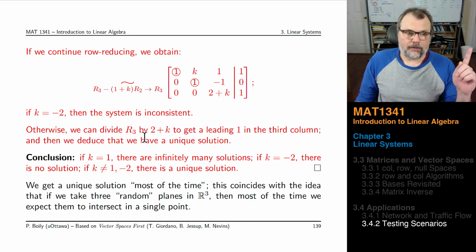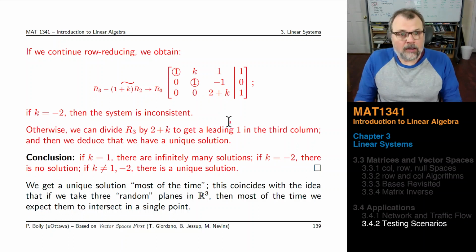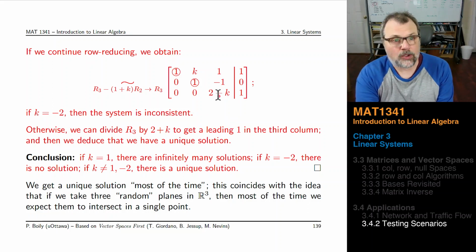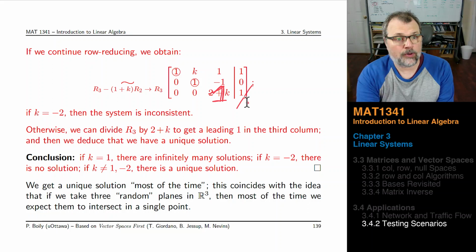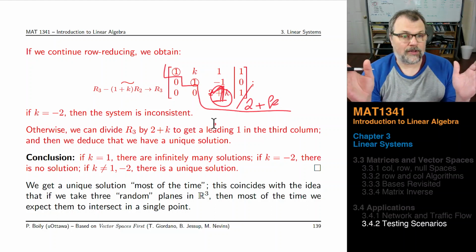If you're not in that case, if k is not equal to minus 2, then you could divide this row here by 2 plus k, and you would get a 1 here, and then you would get 1 over 2 plus k. And that would be a pivot. You'd have a rank of 3. You have a unique solution, you're happy.